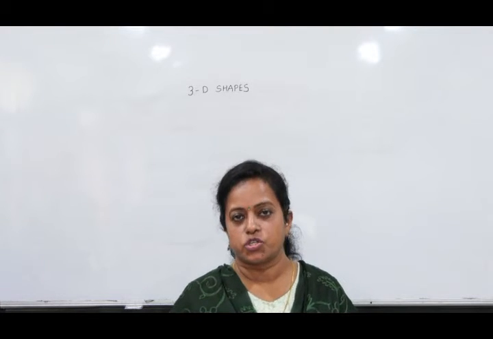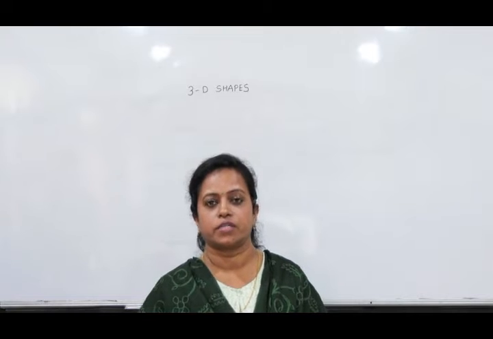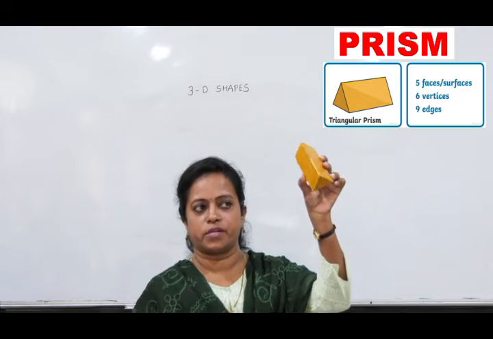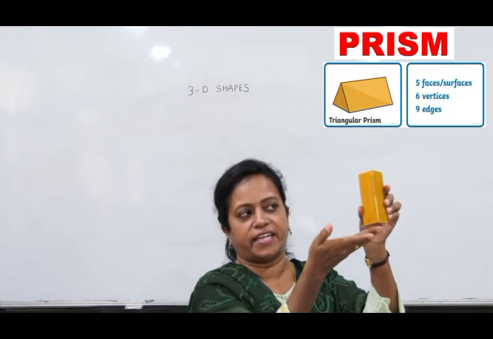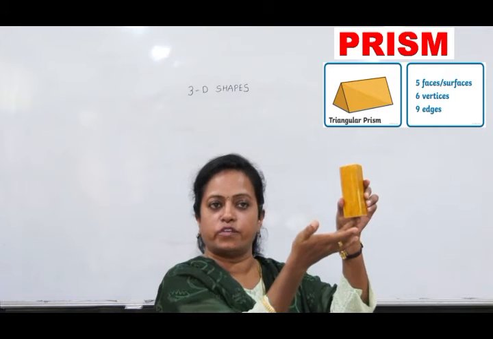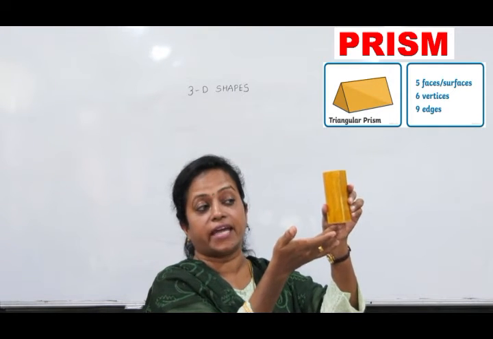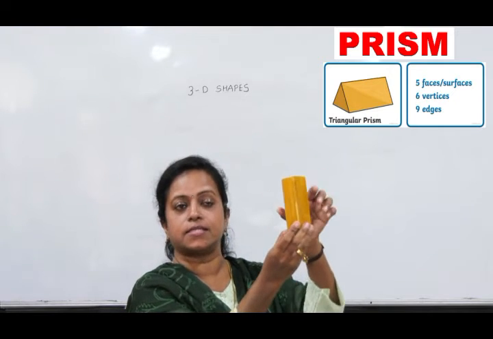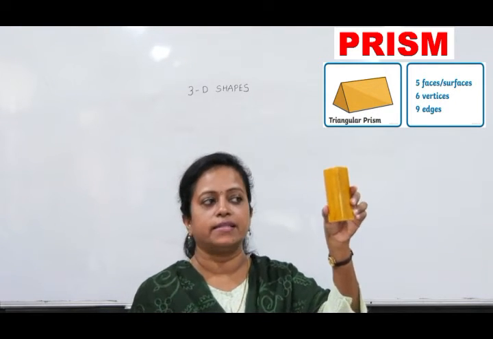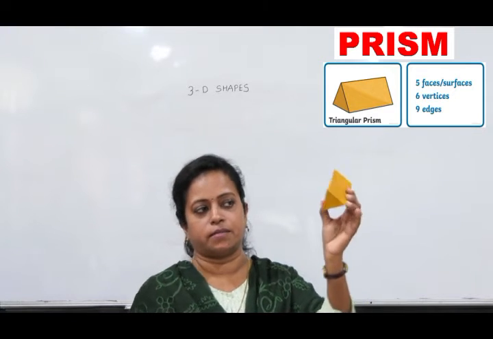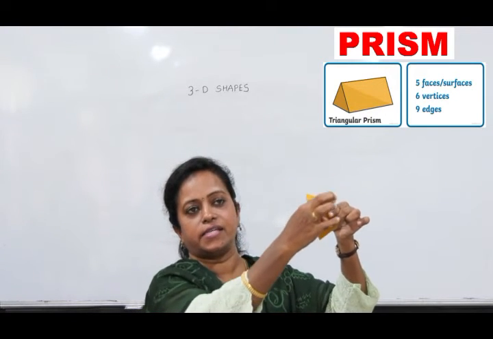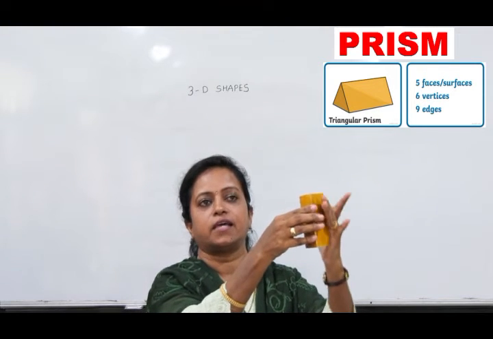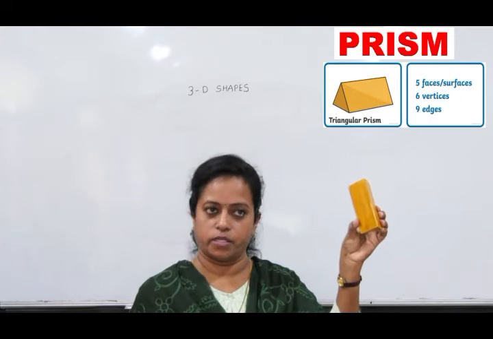The next three-dimensional object that you are going to study about is a prism. Now let me show you the shape of a prism. In a prism you will find that there are 2 bases which are identical to each other, and they are also parallel to each other, and according to the bases the prism will be named. For example, this is a triangular prism because it has the base in the shape of a triangle, and all the other faces are rectangular in shape.